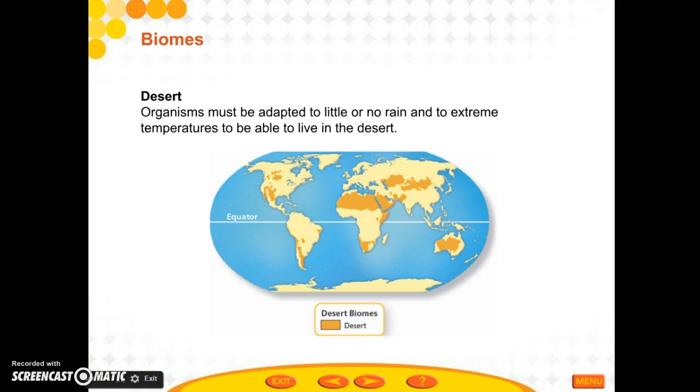This is a map from your book of where desert biomes can be found. Notice that it's not necessarily a specific line of latitude. It's just weather patterns over time as you have the wind and different pressure fronts moving through. Also notice that I disagree with your textbook. If you look at this diagram, you're going to notice that Antarctica is not colored, but it should be.